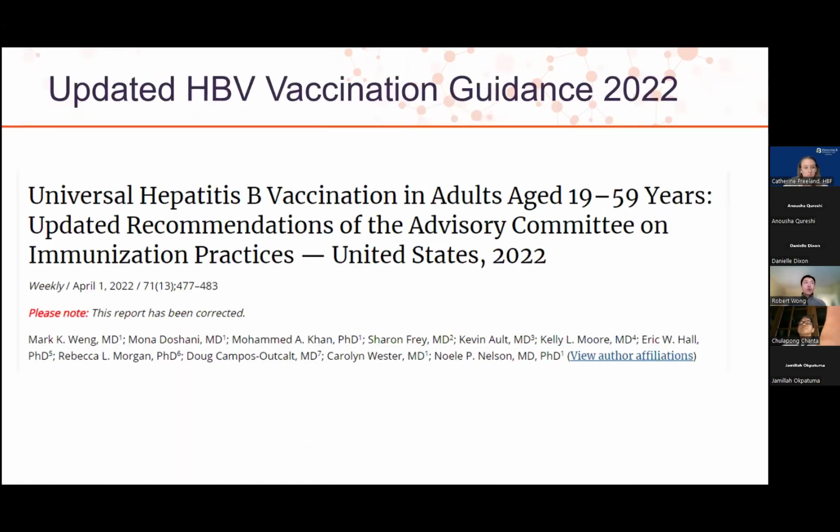So then I would just end with this. We talked a lot about screening, linkage, treatments. It's also important to emphasize vaccination. So if you screen someone that doesn't have hepatitis B but is not immune, they should be considered for vaccination. And this is an updated guidance from the Advisory Committee on Immunization Practices a couple years ago now that recommends implementing universal vaccination in adults, basically.